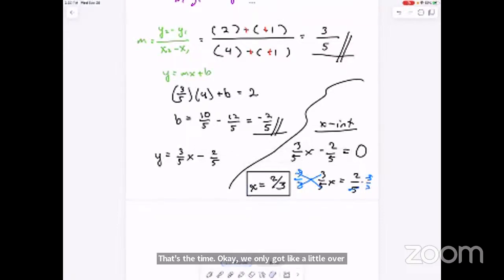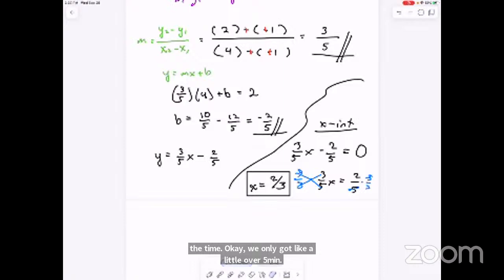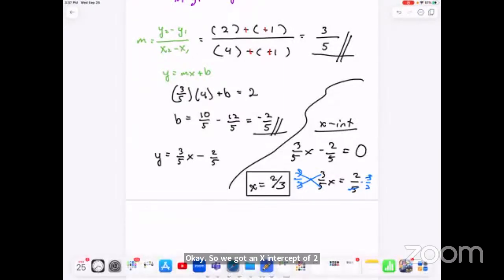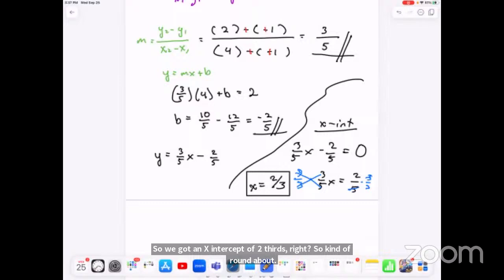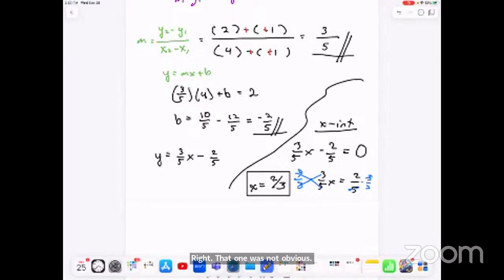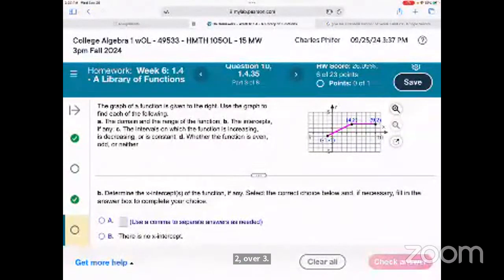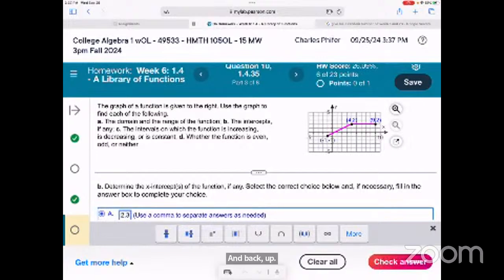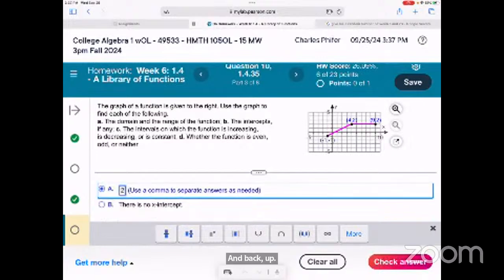Okay, so we got an x-intercept of 2/3, right? Kind of roundabout. That one was not obvious. 2 over 3. Okay, I think that's good. Let me hit enter.